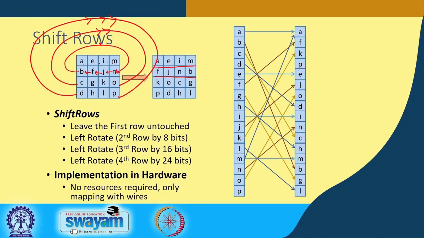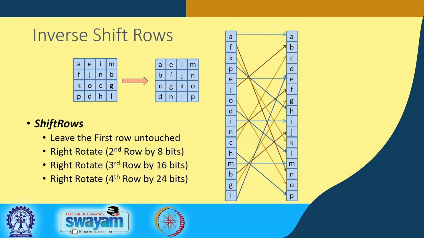Right? So is this clear? Why? It will soon make sense. But is the idea clear? And so this is your shift row. If you have got shift row, the inverse shift row is also very simple. You can define it in a similar manner.